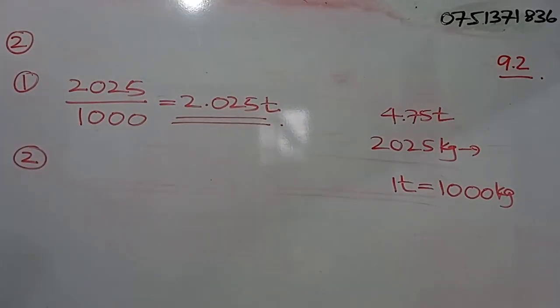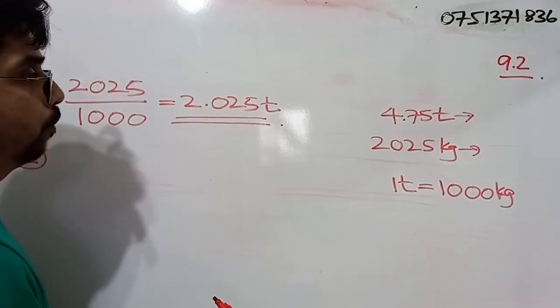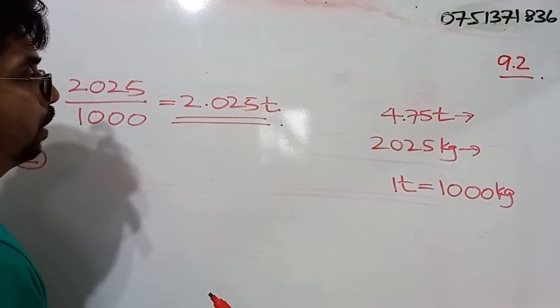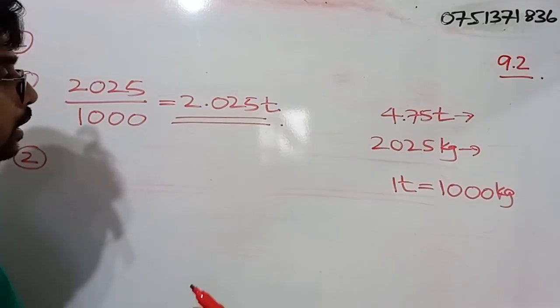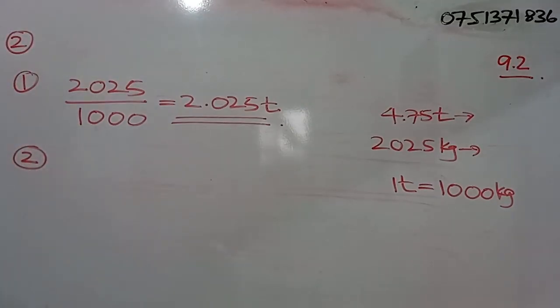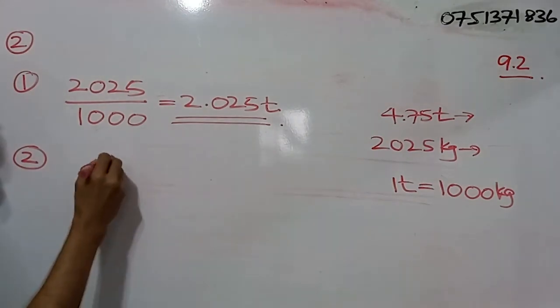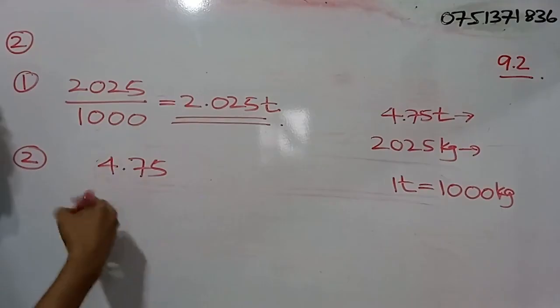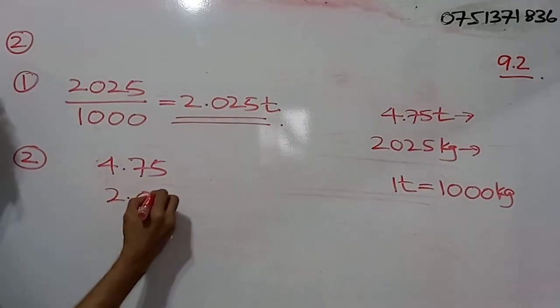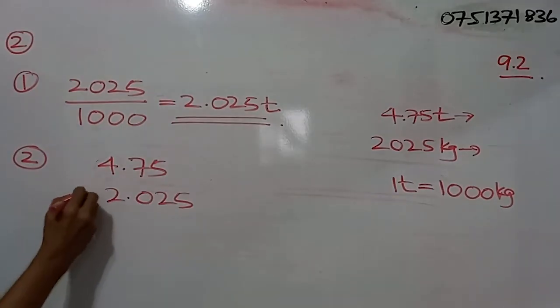Part 2. Find the total mass of both elephants in metric tons. We know the mass of the mother elephant is 4.75 tons, and the mass of the baby elephant in metric tons is 2.025. Then what do we have to do? We have to add those values together. So 4.75, to that we have to add 2.025. Both of these masses are in tons, so we have to add these together.